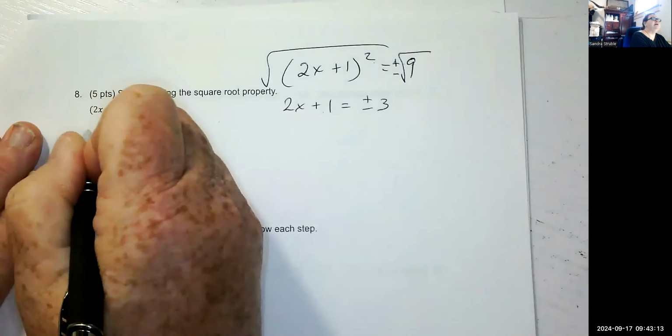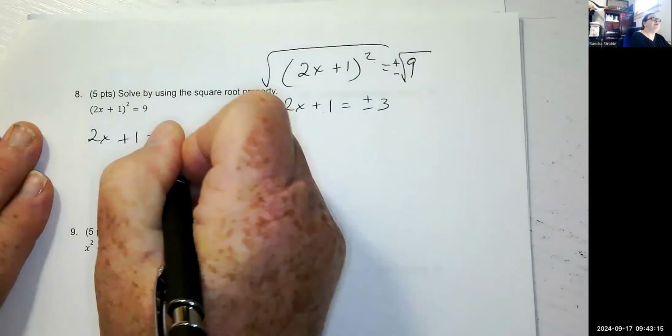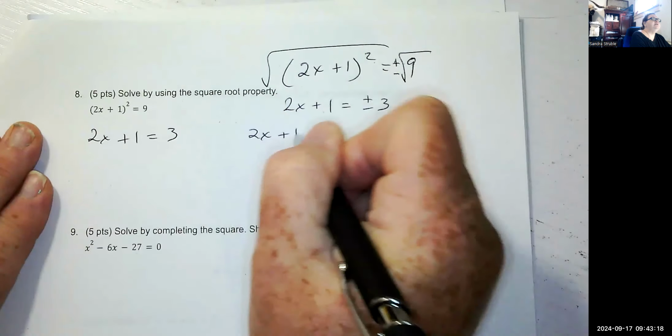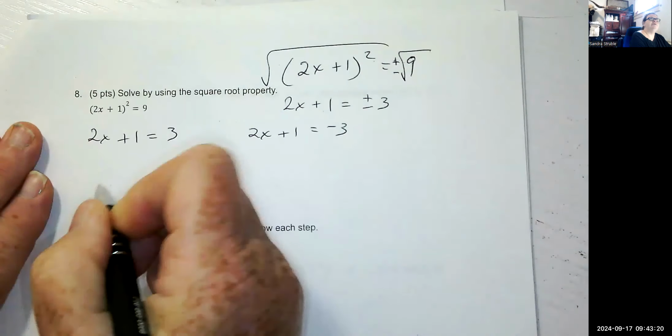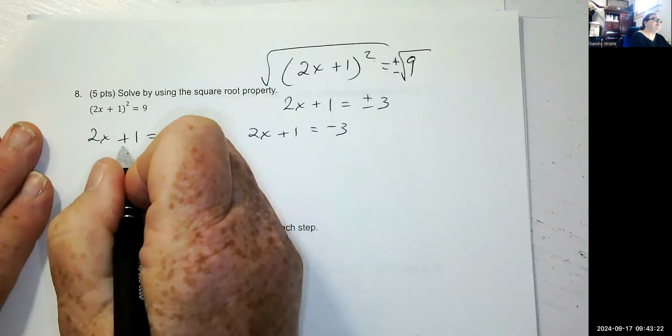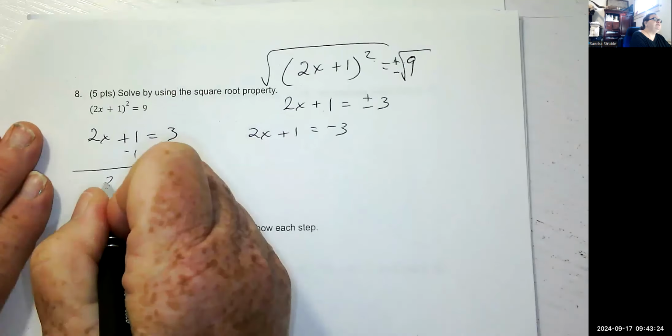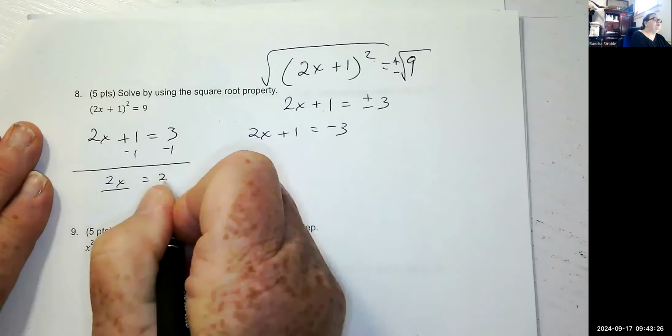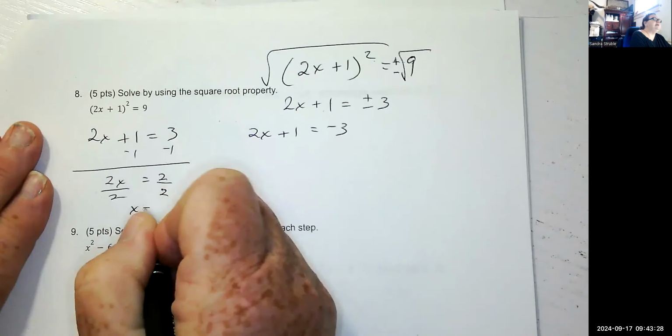Now I'm just going to break this up. 2x plus 1 is equal to 3, and 2x plus 1 is equal to -3. And solve for x for both, and then we're done. Subtracting 1 from both sides, we get 2x is equal to 2. Divide both sides by 2. x is equal to 1.